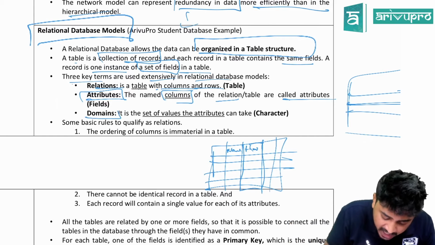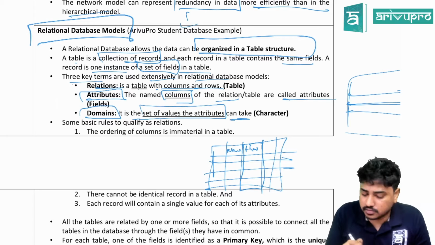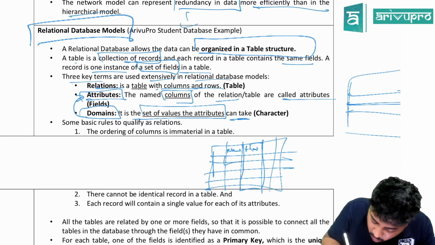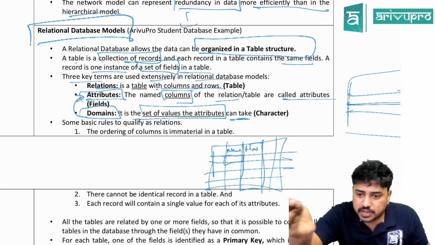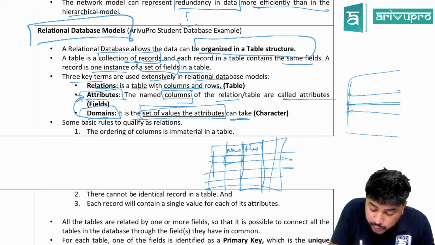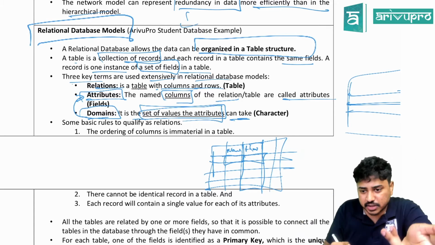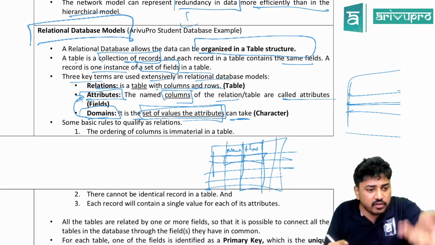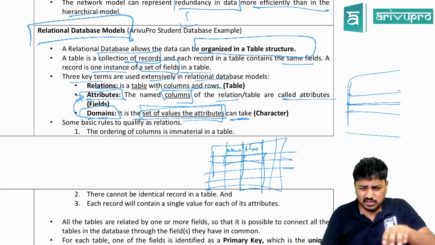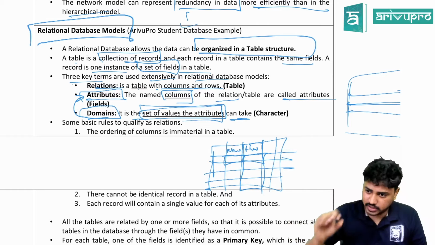Now, domain. A domain is a set of values the attribute can take. Under the name column, what values can it take? Alphabets. Can it take numbers? No. So the domain is the set of values the attribute can take. What is the domain of phone number? Numbers. Can it take characters or letters? No. Are we clear? Some of these points you just have to understand, and you have to write them. These terms are given in this, so just understand that.